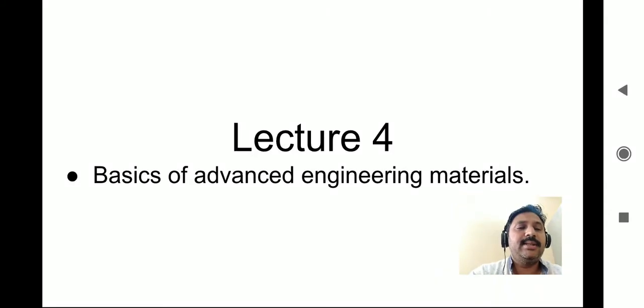Hello students, in the last lecture we studied the application of engineering materials and properties of materials related to mechanical engineering. In this lecture we study the basics of advanced engineering materials. Advanced engineering materials are used in high technology and have specific applications which give satisfactory performance in a good manner. So we study the basics of advanced engineering materials.